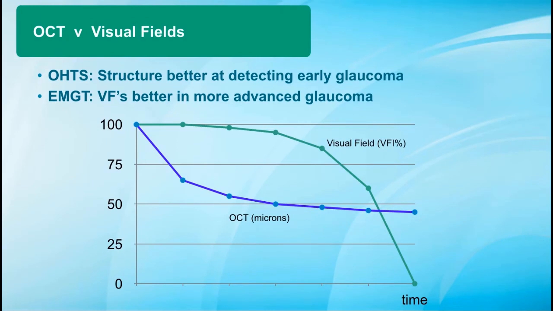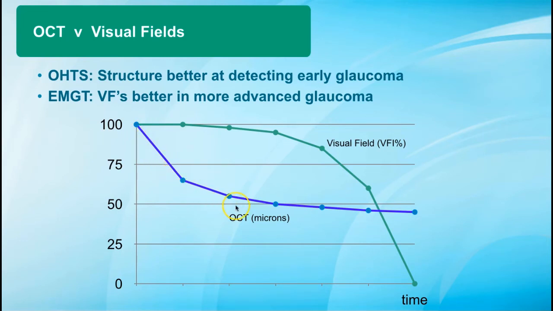Now, if we have a look at this graph, which represents a comparison of both structure and function, on the vertical scale we have, for example, microns to represent ganglion cell complex or RNFL thickness, which in a normal patient is around 100 microns. And then on visual field, we're representing VFI, which also starts at 100% and moves down to 0. If we follow the blue line, we see that early in the disease process, loss of ganglion cells will lead to a dramatic reduction in thickness of tissue.